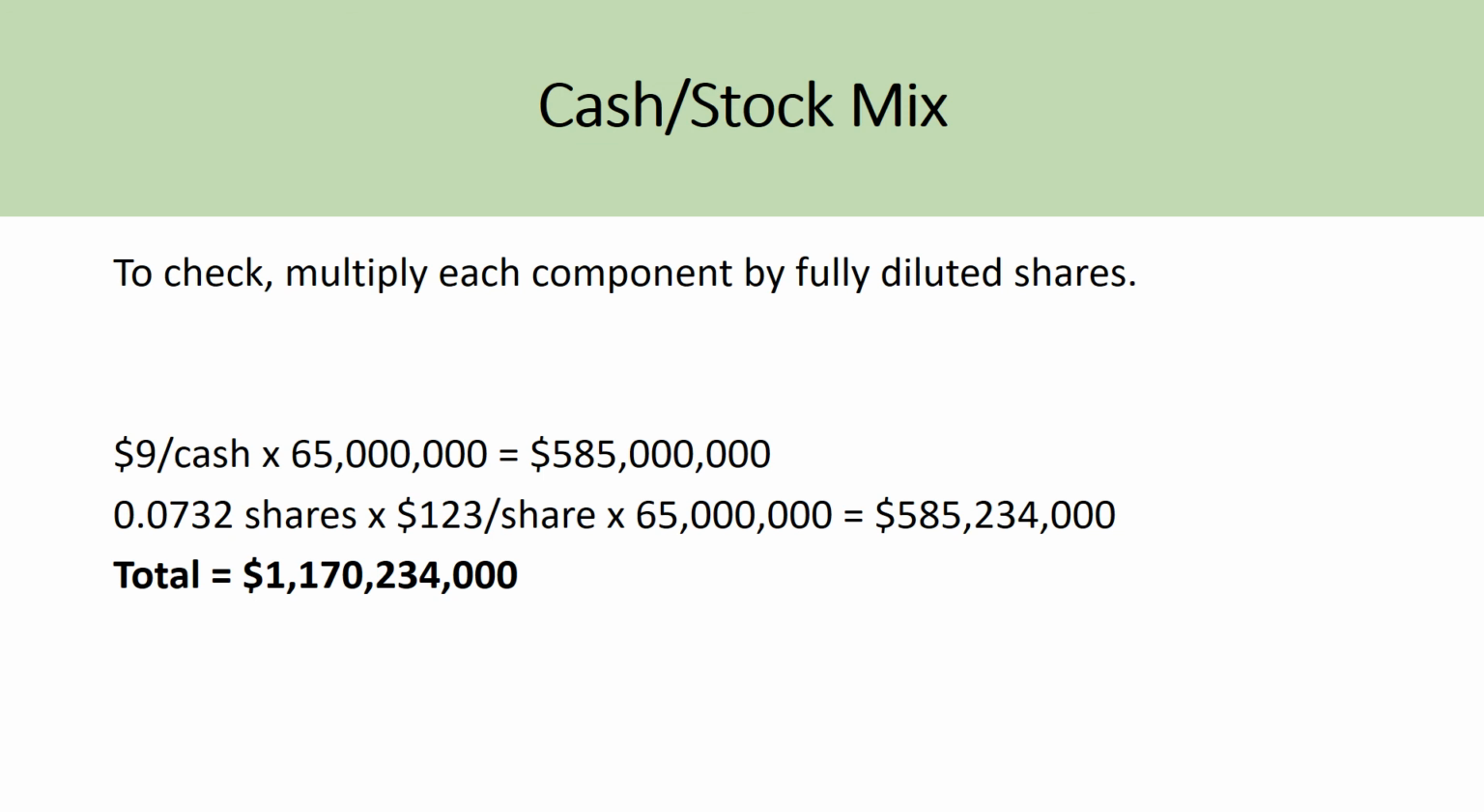Now, to check, we can then combine the two to really get back to our valuation of around $1.17 billion. So the $9 cash component multiplied by the fully diluted shares outstanding of 65 million gives you $585 million. That's the 50% of the deal. And then we have the stock component, which is 0.0732 shares, which is the exchange ratio, multiplied by the acquirer shares, multiplied by the fully diluted shares outstanding of BlackBerry to get around $585 million, and that gives you a total of $1.17 billion, which is the overall value of the deal.